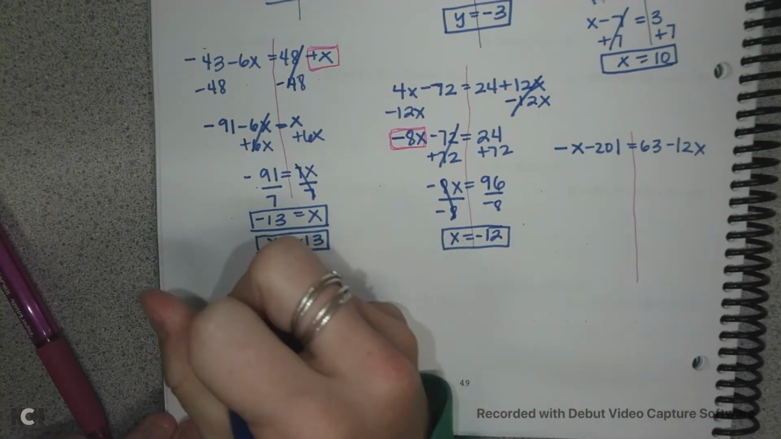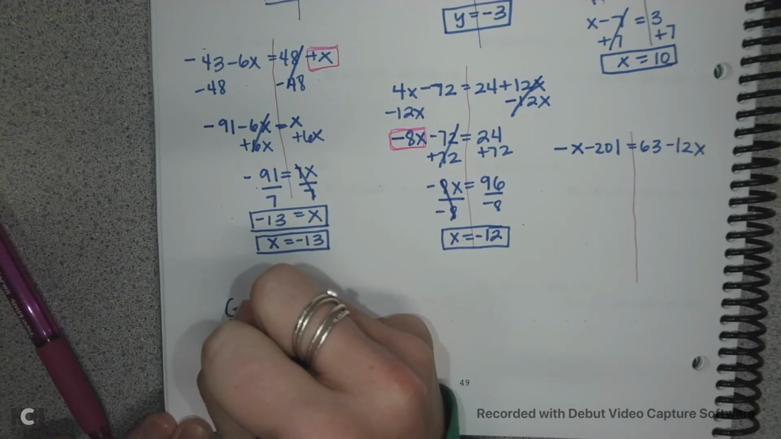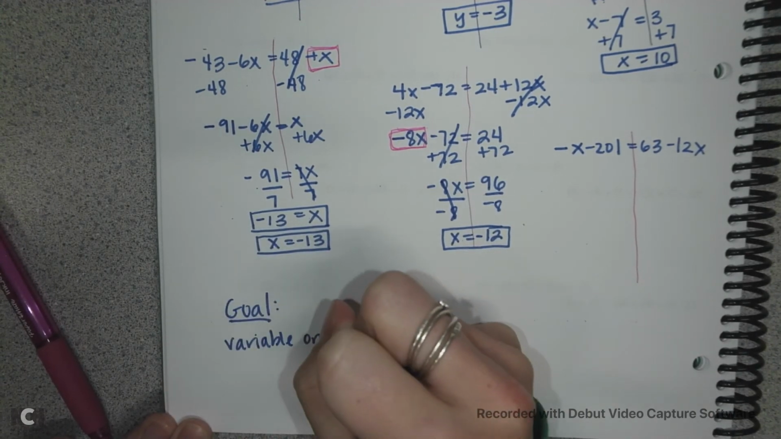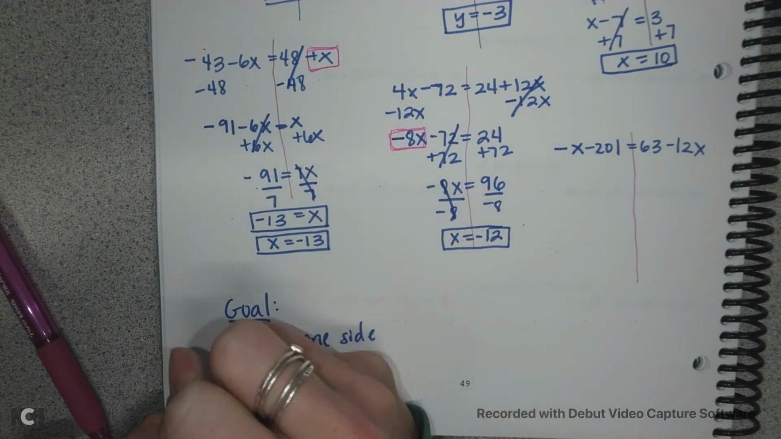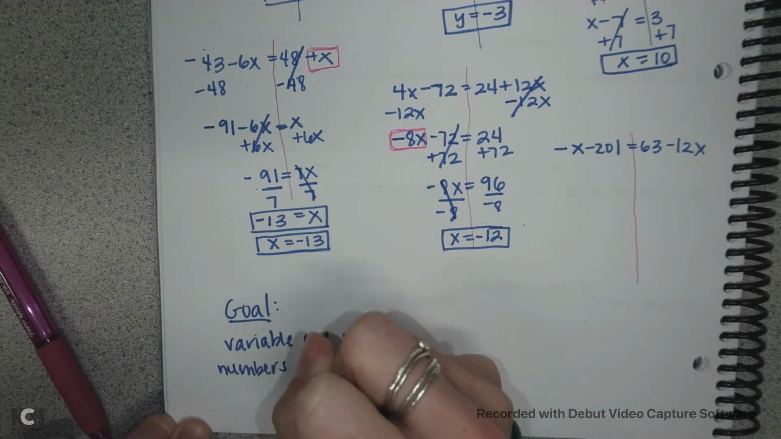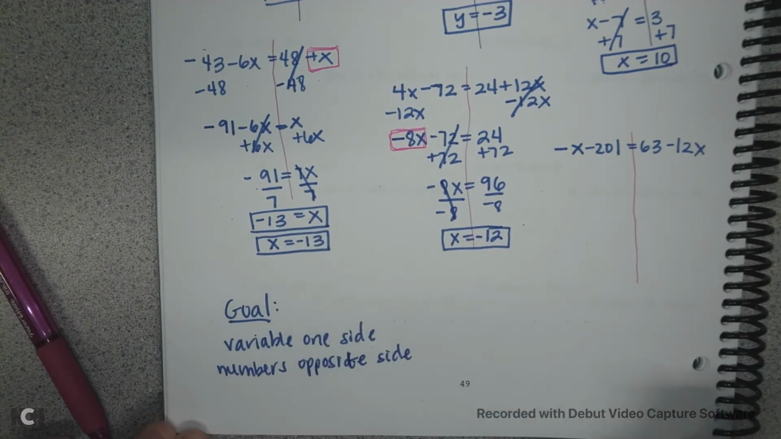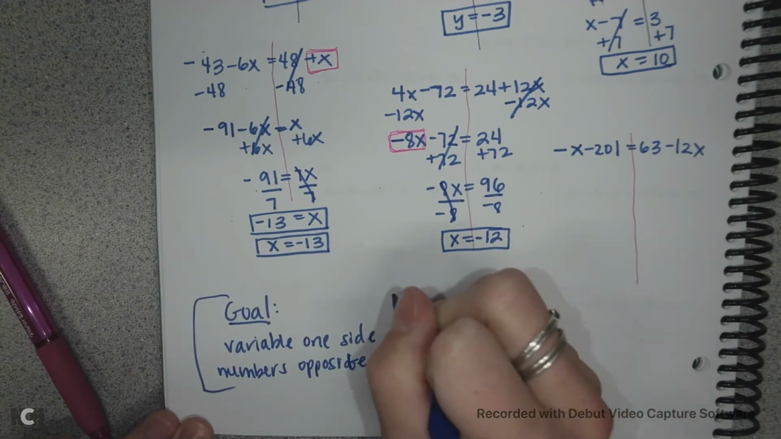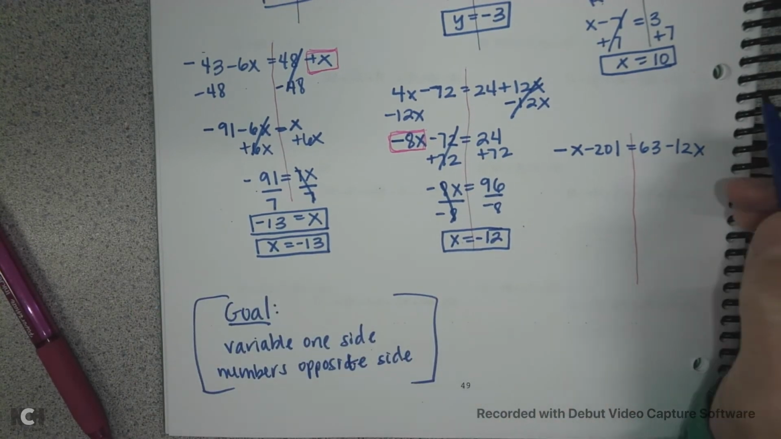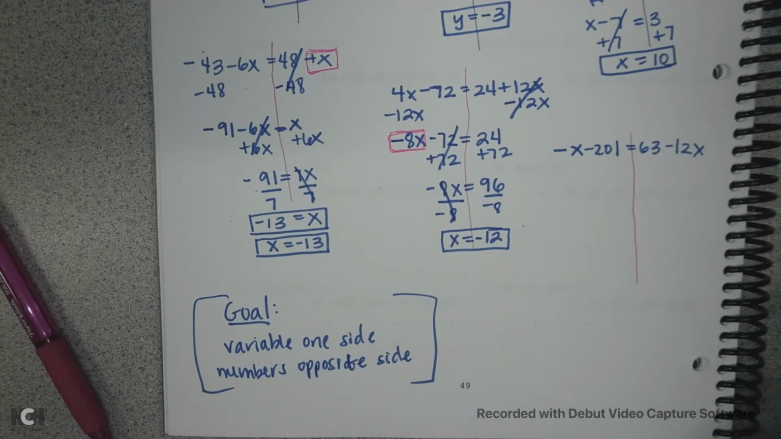So let's write our goal: variable, one side, numbers, opposite side. This is our goal. Right now we have a variable on each side and a number on each side, so we want to group them together.